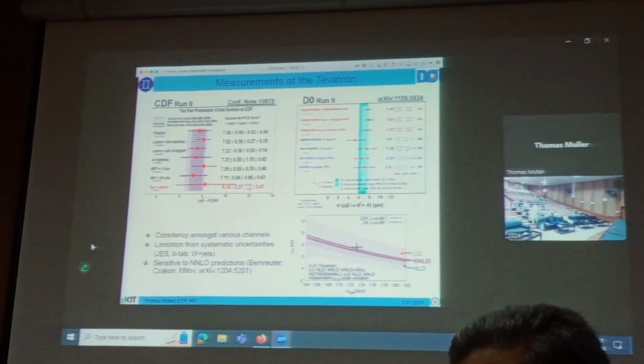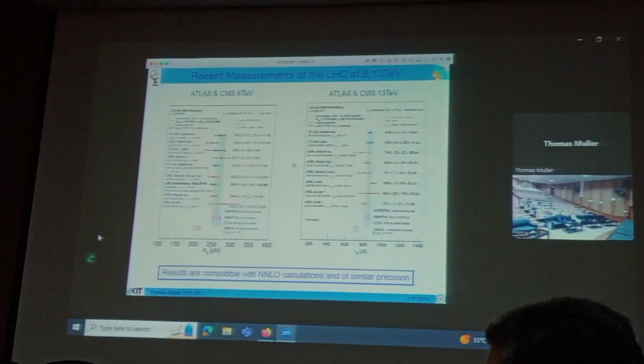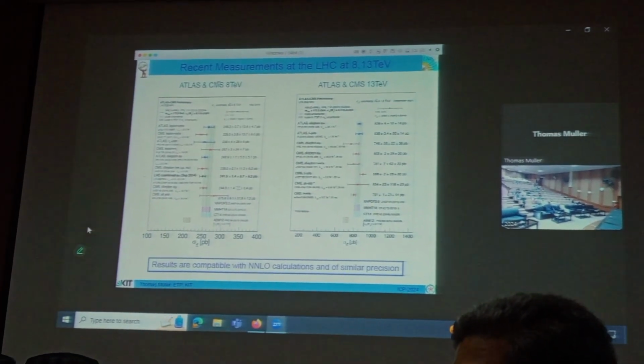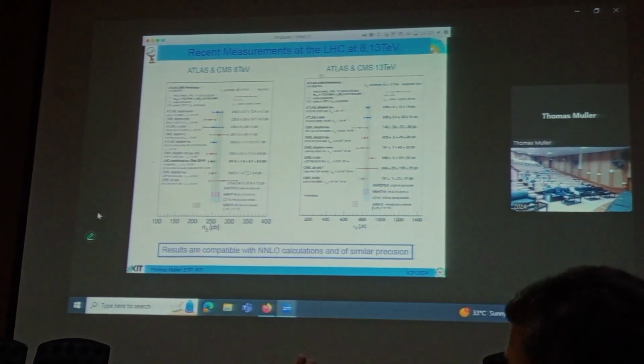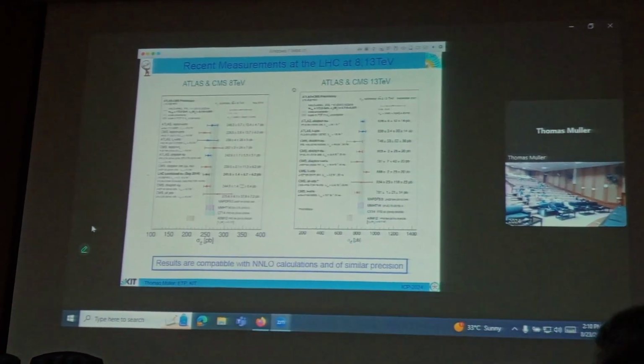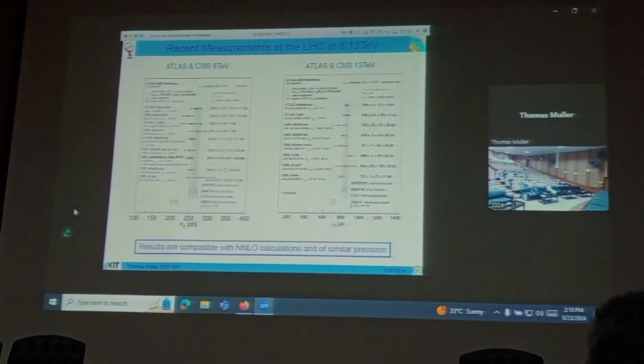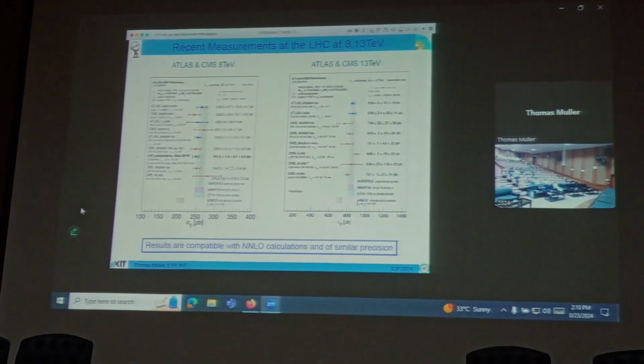But let's move on. This is now the corresponding data with ATLAS and CMS, a different set of center of mass energies at the LHC, 8 TeV and 13 TeV. First of all, you might think, isn't it more interesting to see only the data at the highest energy?